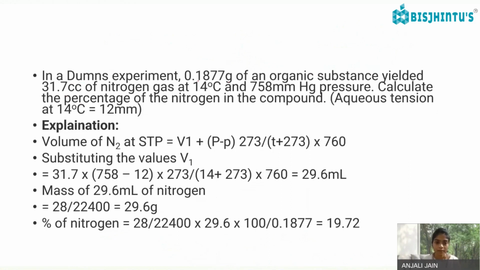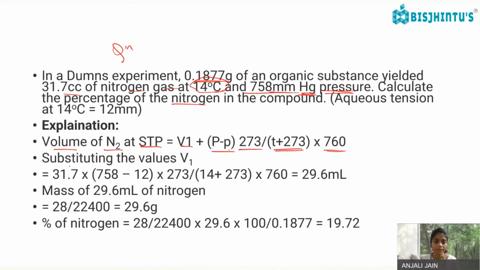So in the Dumas experiment, this is a question: an organic substance yielded this much nitrogen gas at 14 degrees Celsius and 758 mmHg pressure. Okay, this is mmHg of pressure, millimeters of mercury. Calculate the percent of nitrogen in the compound. So we know that the nitrogen volume at STP is equal to V1 times the pressure at 273 Kelvin upon temperature plus 273 Kelvin upon 760.